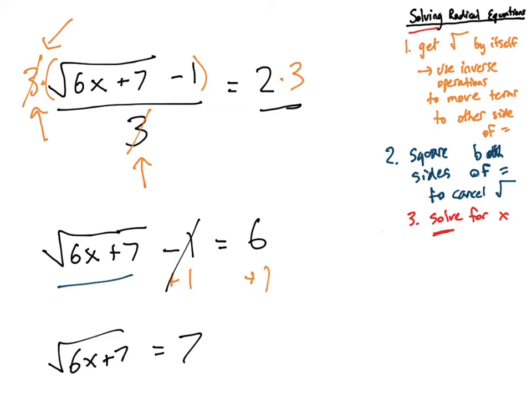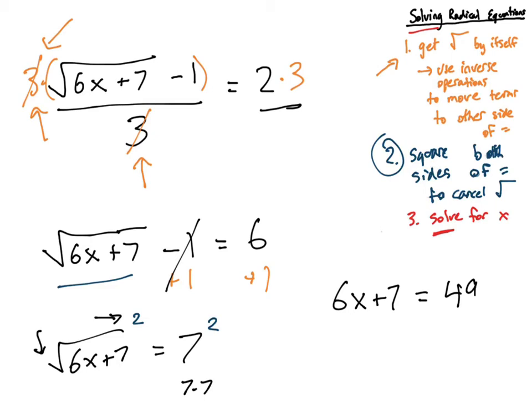So we've taken care of the first step, which is to get rid of anything that is outside of the square root. Now we want to get rid of the square root so that we are just dealing with what's left over inside. And to get rid of the square root, we can square both sides of the equation. A square root squared cancels out, those are inverse operations. So we have 6x plus 7 equals 7 squared, that's 7 times 7, which is 49. Now we're ready to solve for x and figure out what this variable equals.